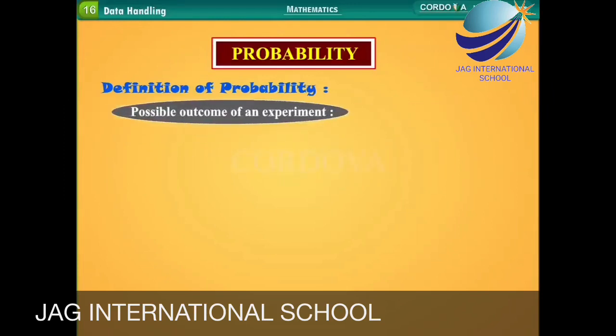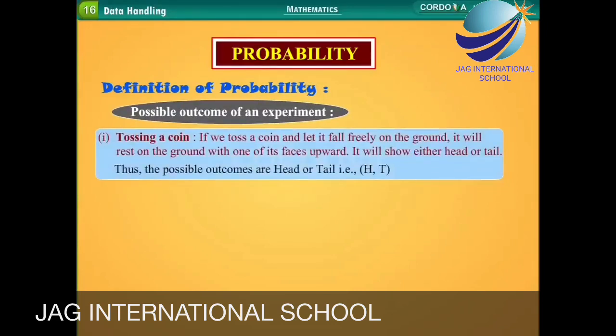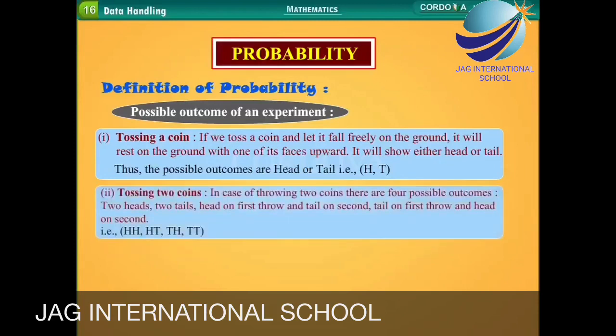Possible outcome of an experiment. Tossing a coin. If we toss a coin and let it fall freely on the ground, it will rest on the ground with one of its faces upward. It will show either head or tail. Thus, the possible outcomes are head or tail, that is H, T. Tossing two coins. In case of throwing two coins, there are four possible outcomes: two heads, two tails, head on first throw and tail on second, tail on first throw and head on second, that is HH, HT, TH, TT.